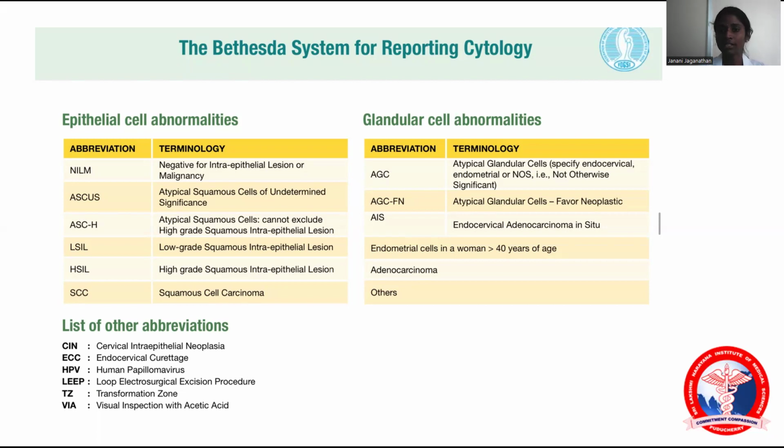Moving on to glandular cell abnormalities, mostly glandular cells are seen in the endocervix. There is AGC, atypical glandular cells, specifically endocervical, endometrial, or NOS, which is not otherwise specified. Another is AGC favor neoplastic, atypical glandular cells favor neoplastic. Another is adenocarcinoma in situ, that is, endocervical adenocarcinoma in situ. Then endometrial cells in a woman more than 40 years of age, adenocarcinoma, and others. These are the terminologies given when reporting a pap smear or cervical cytology.